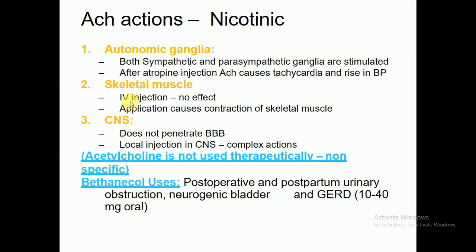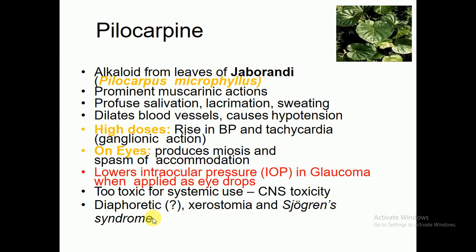In the central nervous system, it doesn't penetrate the blood-brain barrier. So local injection into the central nervous system may cause effects. Acetylcholine is not used therapeutically. It is non-specific, unlike bethanechol. Bethanechol is used in post-operative and postpartum urinary obstruction, neurogenic bladder and GERD, gastroesophageal reflux disease, at 10 to 40 milligrams orally. It can be recommended to patients.